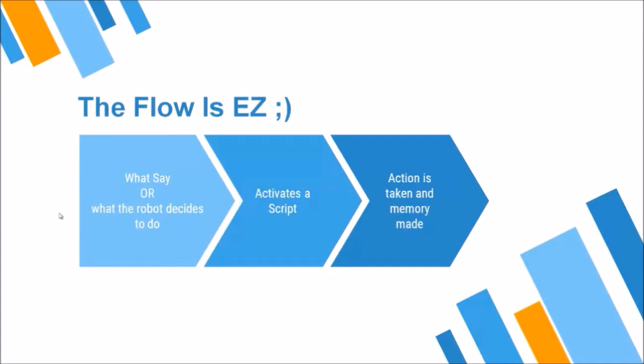So what you say or what your robot decides to do. This is an important one. Remember this one. So the flow for activating memories is easy. What you say or what your robot decides to do activates your script, and then action is taken where memories can be made. And the difference from probably what you've been doing is where what you say or what your robot decides to do, direct action is taken and no opportunity for memory is made.